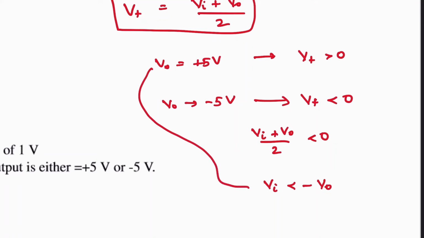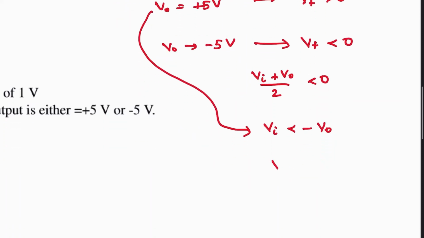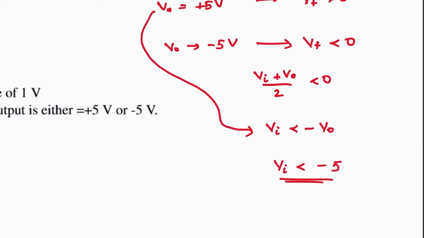And of course, for a V0 of 5 volt, we would have to have Vi go less than minus 5 volt at some point. Now, since Vi is a sine wave with an amplitude of 1 volt, it is never going to go below minus 5 volt. It's not going to happen.